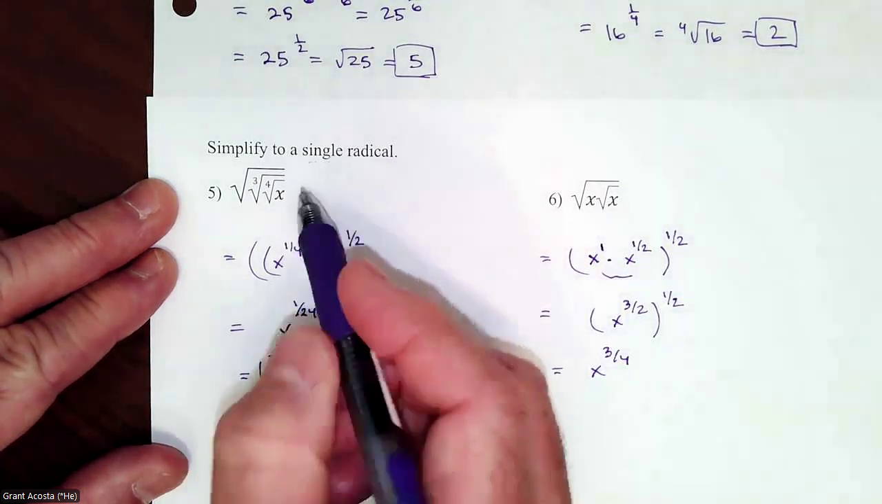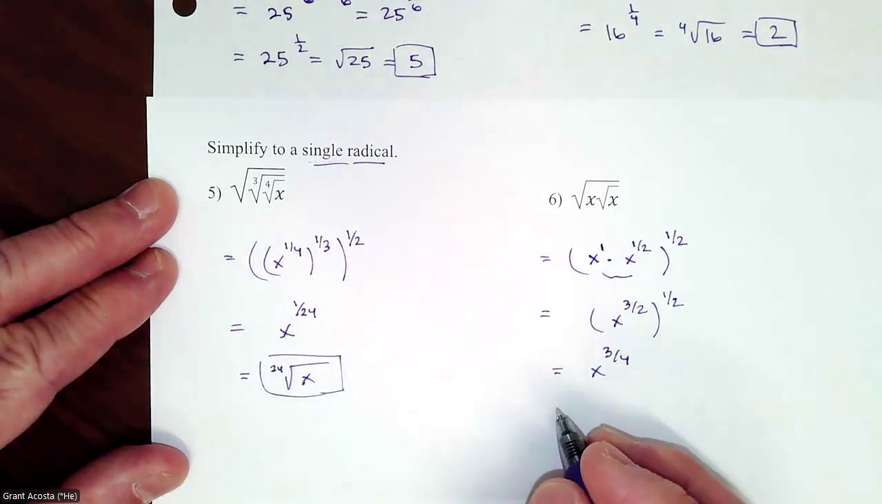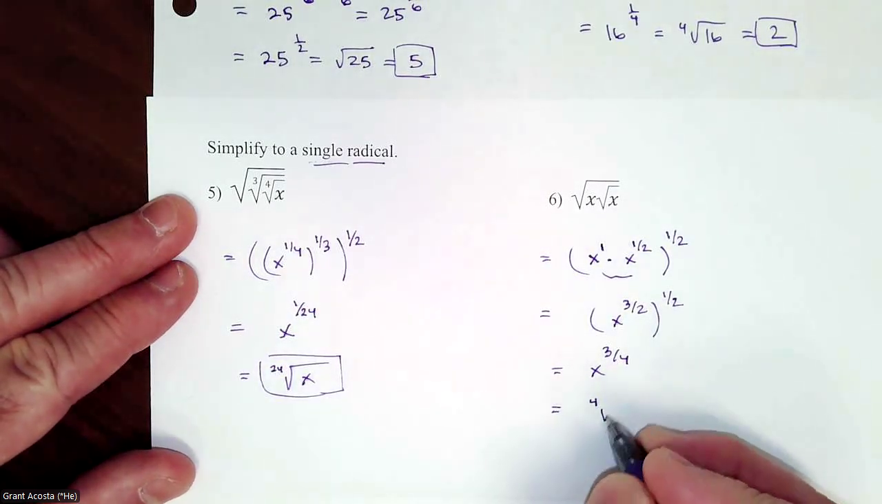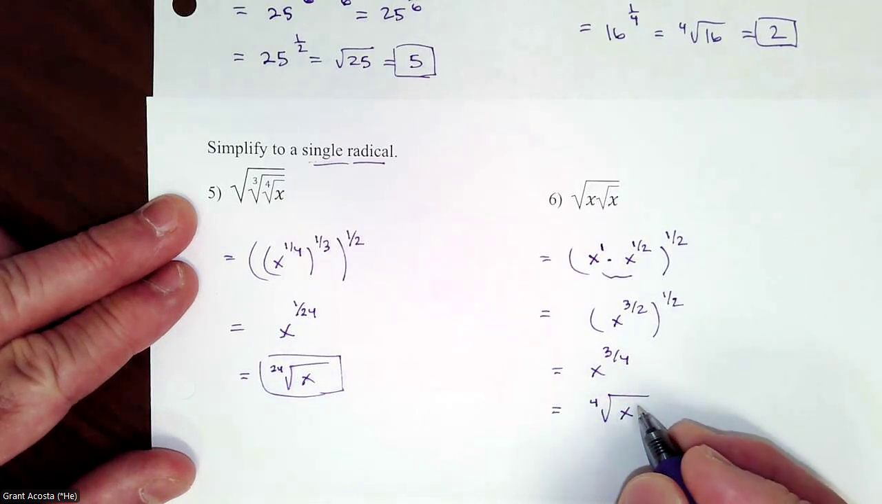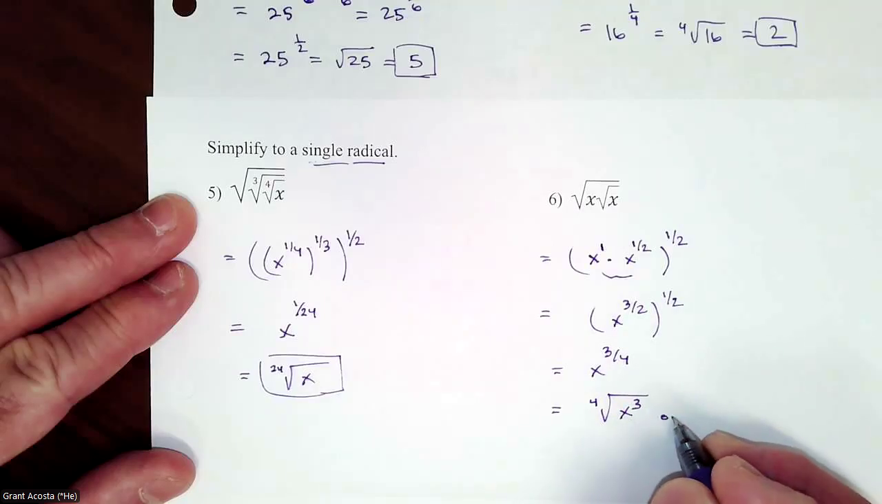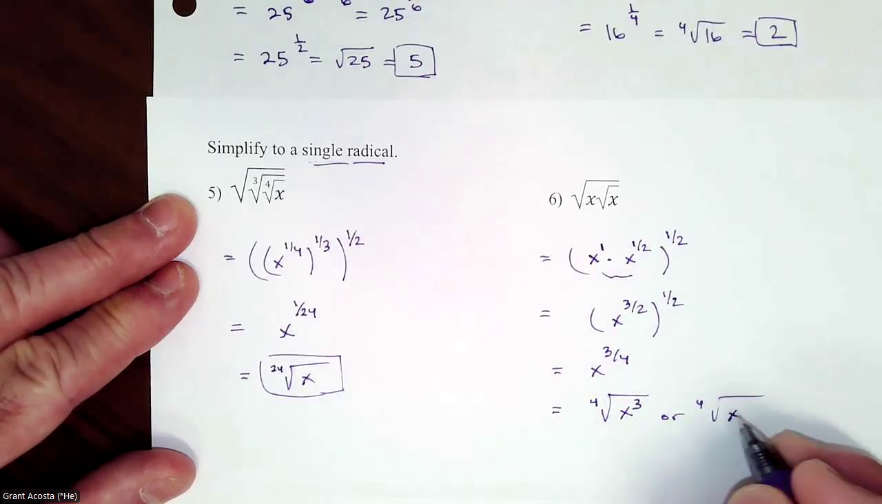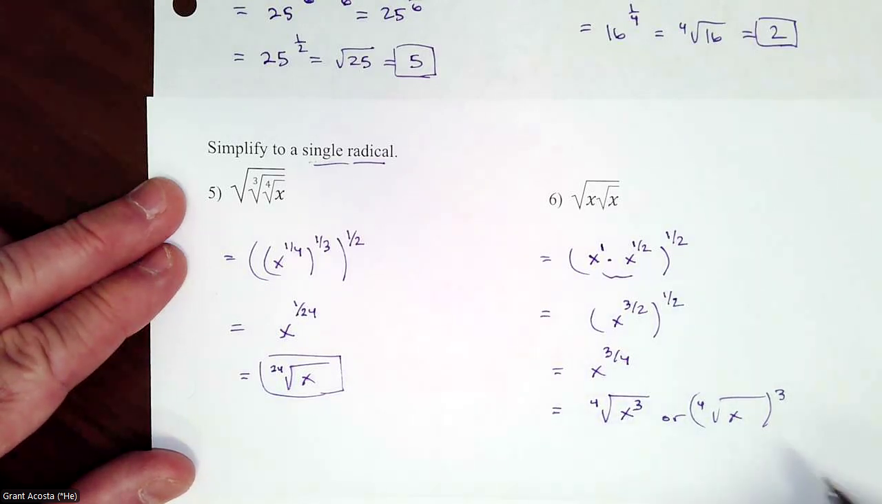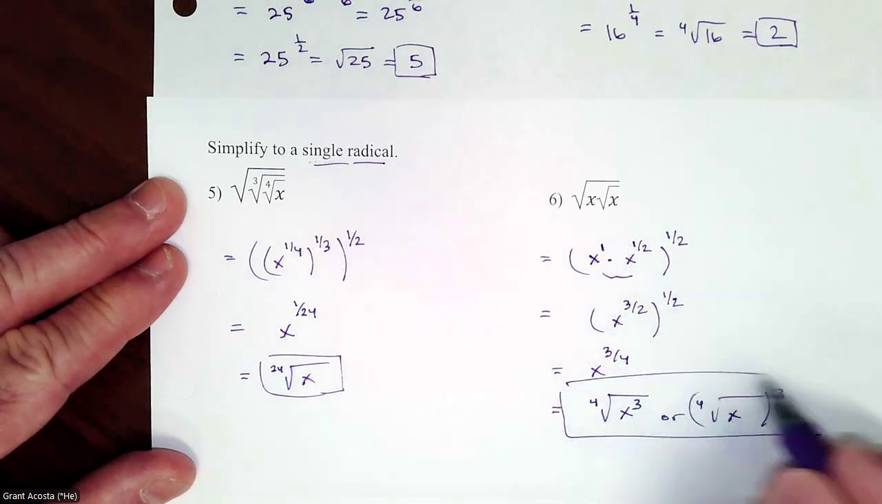Now the directions say simplify to a single radical. So then we have to go back and remember what this really means is the 4th root of x. You can either put the 3 there or we can cube the whole thing. It really doesn't matter, so I'll put both of these. You can do it that way too. It means the same thing. So either one of those would be fine.